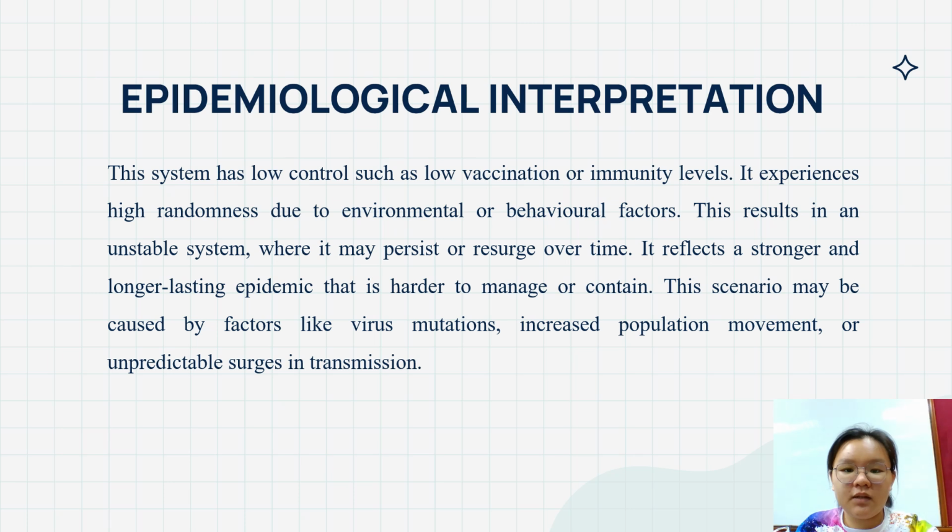So for the epidemiological interpretation, this unstable scenario represents a real-world situation with low intervention and high randomness. It may occur due to virus mutation, poor vaccine coverage, or behavioral factors like frequent movement. The result is an outbreak that may never fully go away, cycling through the population repeatedly.